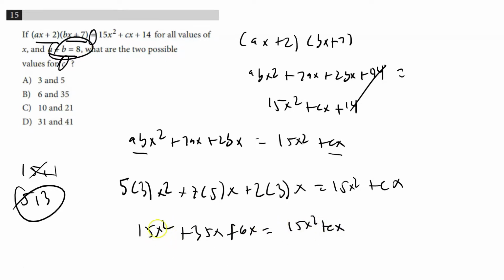And if we ignore this 15x squared term here, because we have it common on both sides, we have 35x plus 6x, which is 41x, equals cx. So c equals 41. The question asks us to find two possible values for c, but none of the answer choices, except for D, have 41 in it, so that's our correct answer.